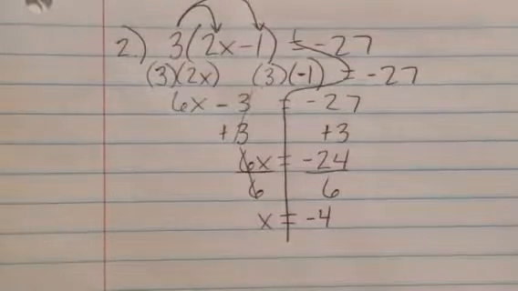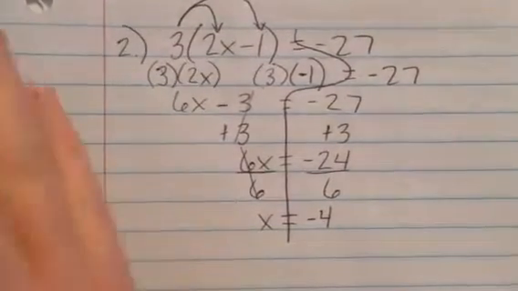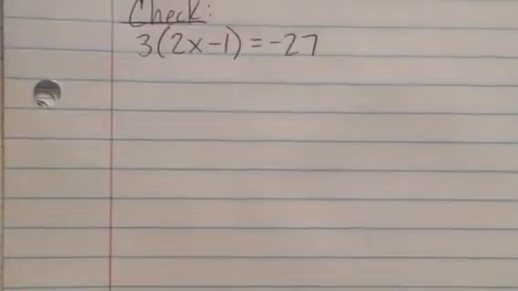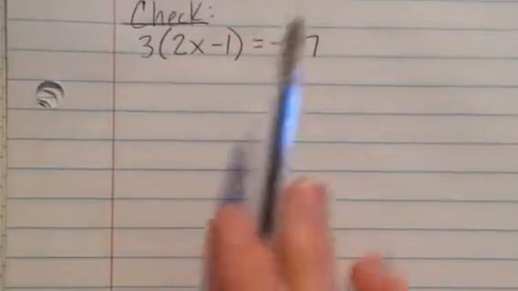So just like the last problem, now we have to check our answer. The first step is to write the original equation, and I'll just do that down here. So check. The original equation is here. And now we're going to take and replace our x with -4.